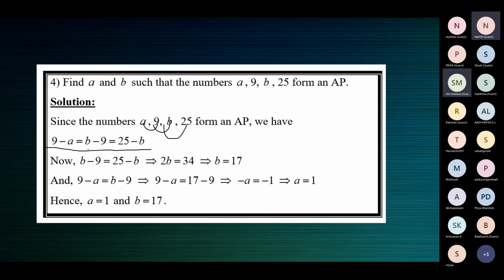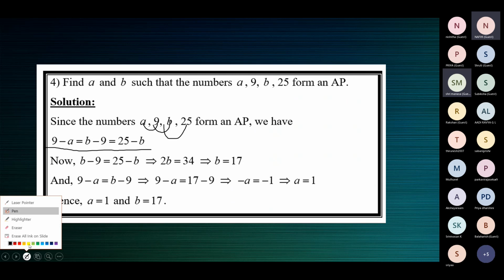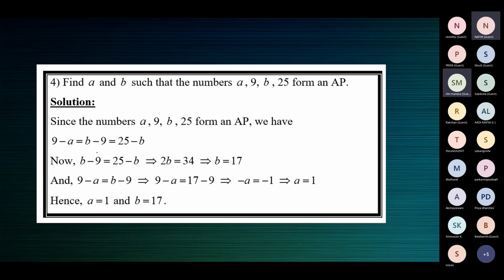Now equate this one first to find the value of B. B minus 9 is equal to 25 minus B. You cannot do all the 3 at the same time. B minus 9 is equal to 25 minus B. So on solving, you'll get 2B is equal to 34 or B is equal to 17. Now you found B is 17.